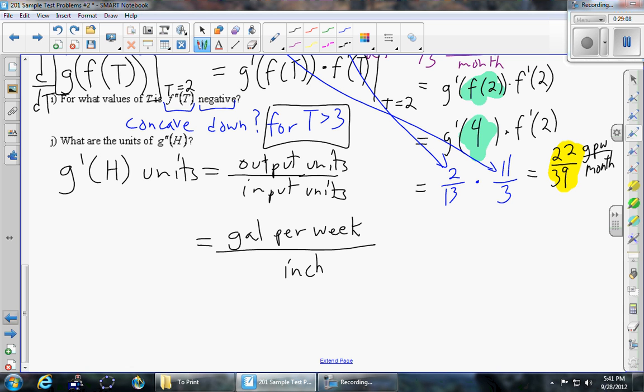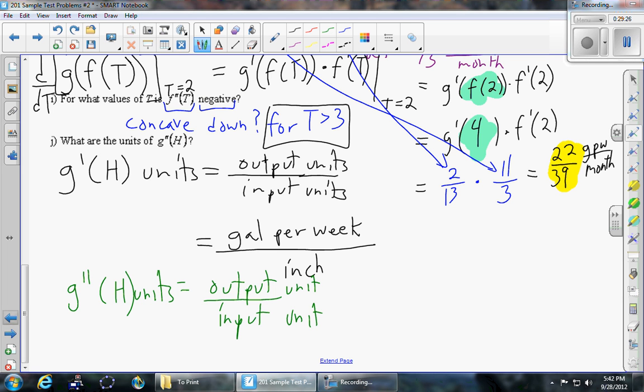And then we'll finish up here by thinking about the units for g double prime. Okay, it's the same kind of idea. It's an output unit over an input unit. Okay, the output for g double prime, well, let's see. I paused there because I didn't quite have a good way to say it based on what I'd written there. So maybe I'll undo that last writing. So we'll come back to here.